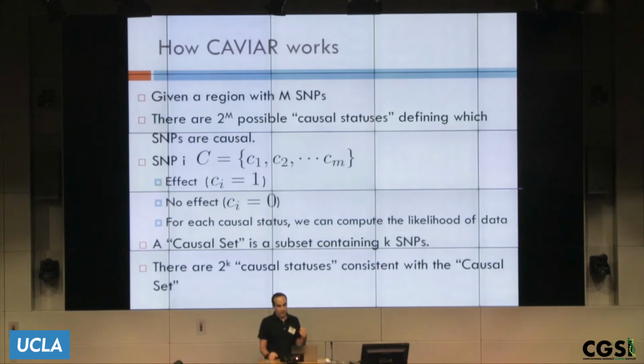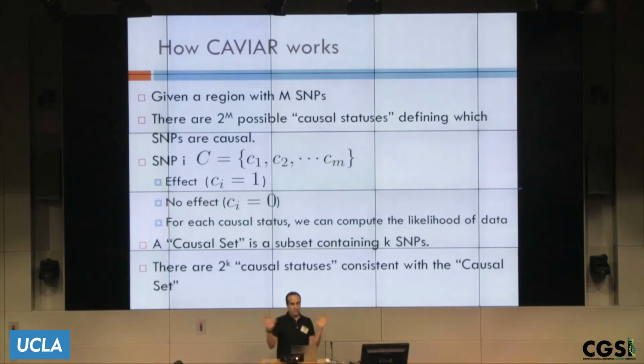Now let's say I'm going to pick a set of k SNPs, which I'm saying all the causal SNPs have to be in that set. So which of the causal statuses are consistent with that set? Well, everything outside, the m minus k SNPs, must all be zeros. So the number of causal status configurations that are consistent with my set is going to be 2 to the k.